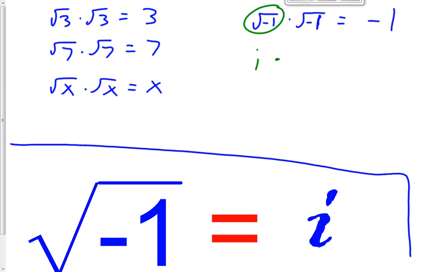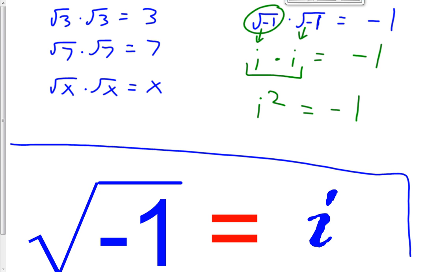So I multiplied by i, because the square root of a negative 1 times the square root of a negative 1 is i times i, which gives us a negative 1. So i times i is a negative 1. And if we say i times i, that's the same thing as saying i squared. Imaginary number squared, or i squared, is a negative 1.